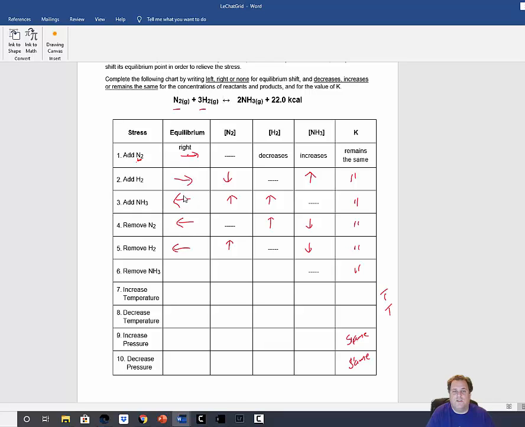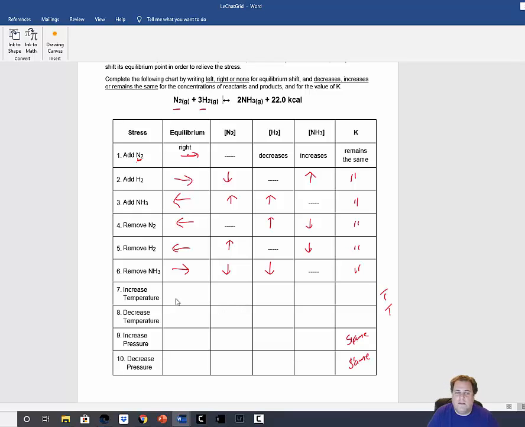So we're saying the same thing in two ways here. Our equilibrium shift, or we can talk about the individual species or things in the chemical reaction. So remove NH3. Again, if we remove something, we're going to shift towards that. Therefore, our N2 is going to go down, and our H2 is going to go down.